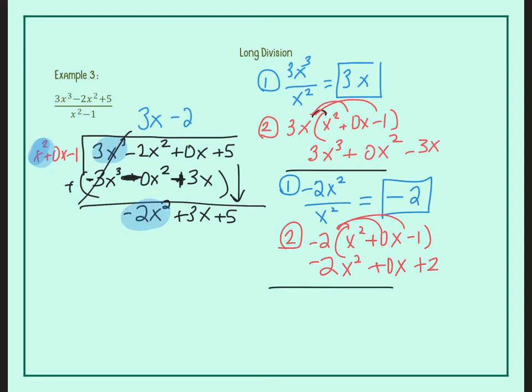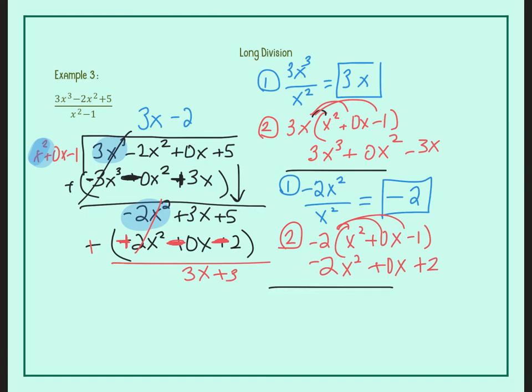Step 3 is subtract. So I'm going to go ahead and write those numbers under here. And then I have to remember to change every sign. So this changes to a positive. This changes to a negative. This changes to a negative. And then I can add them all together. Those add to 0. I'm left with 3x plus 3.